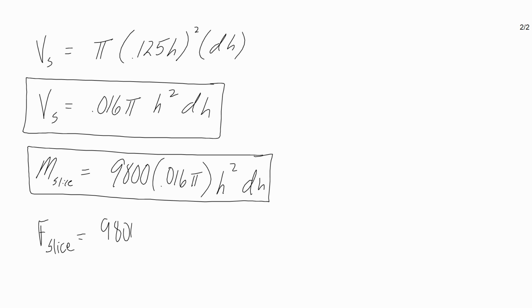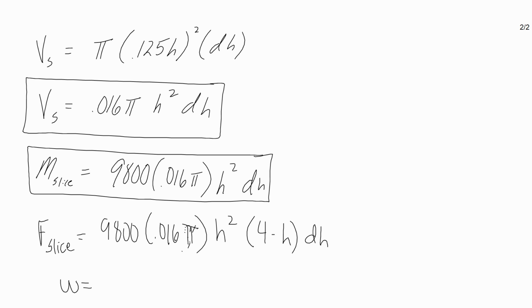So 9,800 times 0.016 pi h squared times 4 minus h dh. Okay, we're making designs with our pen now. Now, since we are working with 4, since it is full, what are your parameters going to be? You're finding the volume of the water, technically, so it is 0 to 4. So work is equal to 9,800 times 0.016 pi, integration 0 to 4 of 4h squared minus h cubed dh.